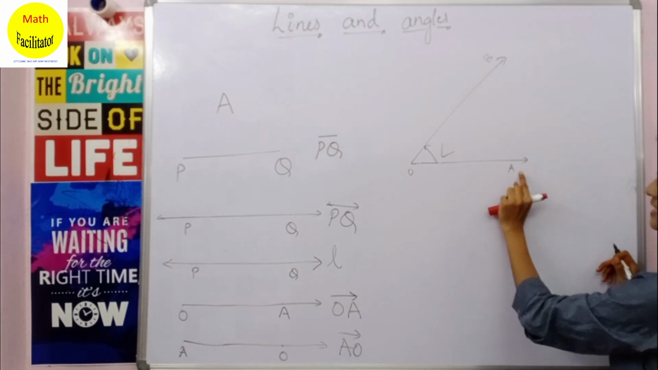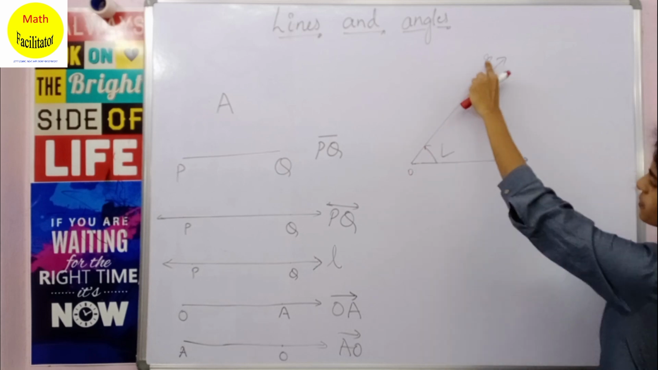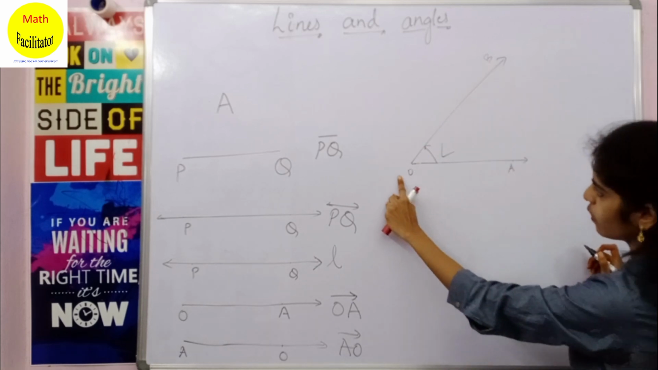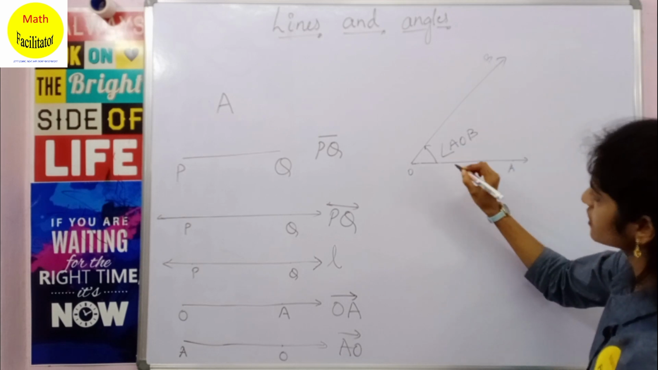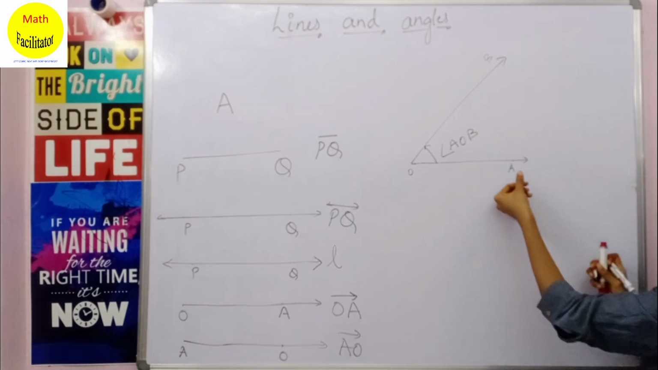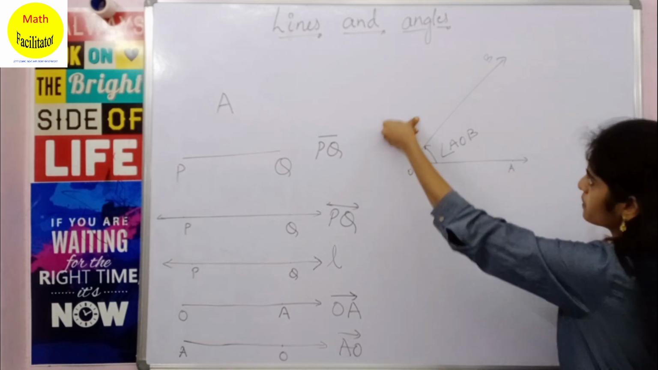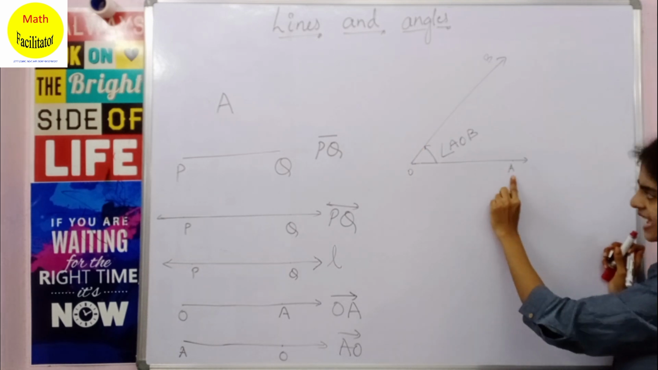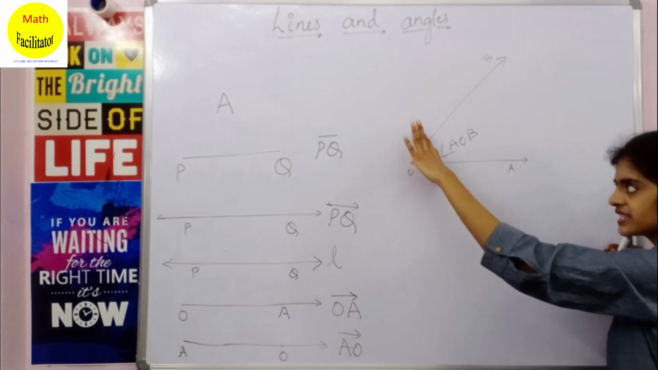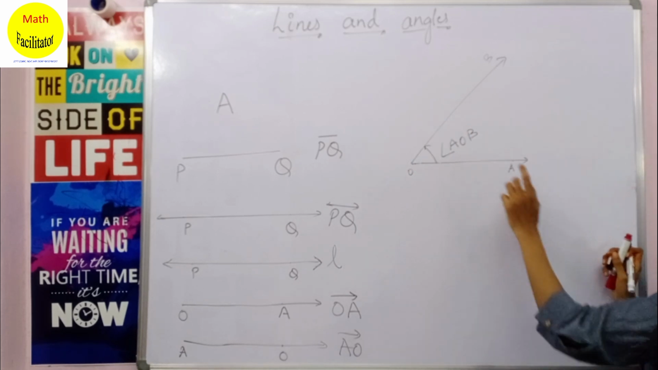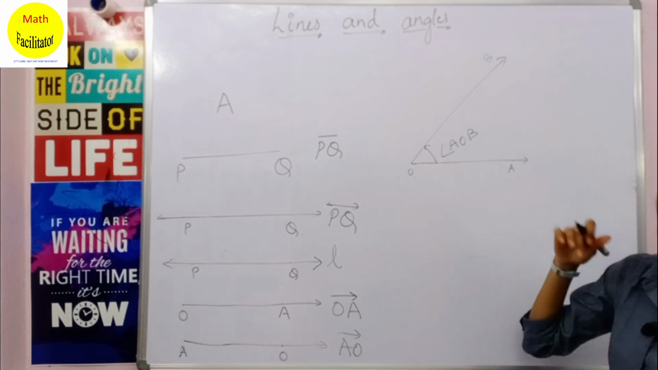So this is nothing but angle AOB. Just say it is angle AOB. So this angle you can represent as angle AOB. Just see my hand movement. It is A, O, B. That means you are representing the angle within this. Clear? So this is how you represent an angle, and this also you have learned in your earlier classes.